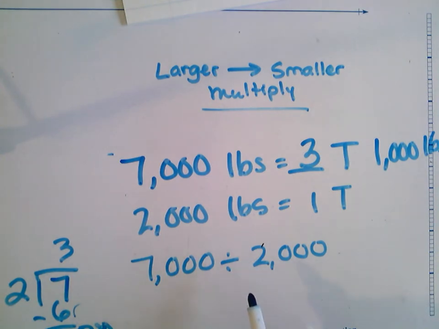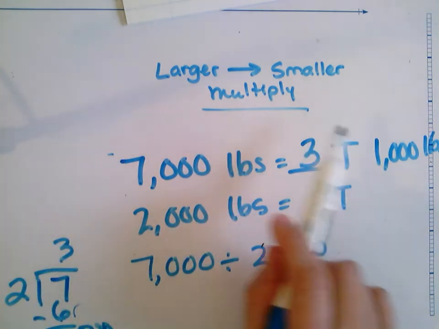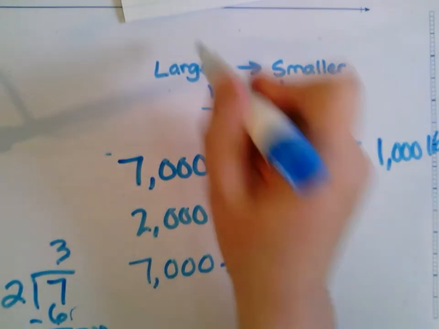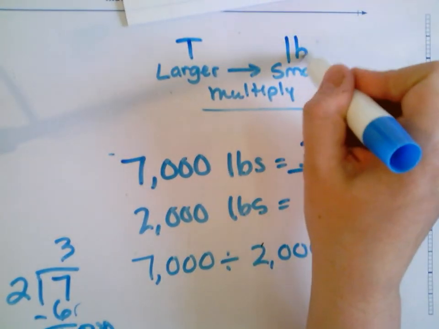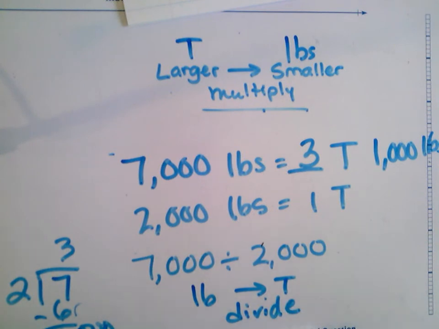Okay, so we won't do too many of going with leftovers with the pounds and the tons, but I wanted to show you one with a leftover. All right, so today, if you're going from tons to pounds, you're going to multiply. If you're going from pounds to tons, you're dividing. All right.